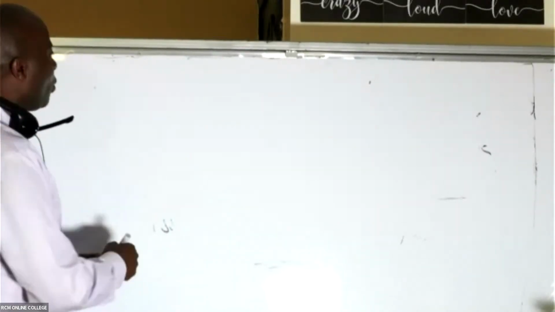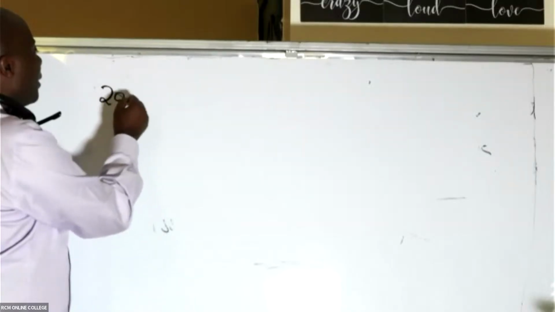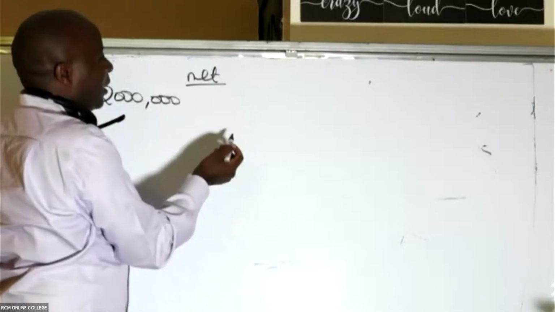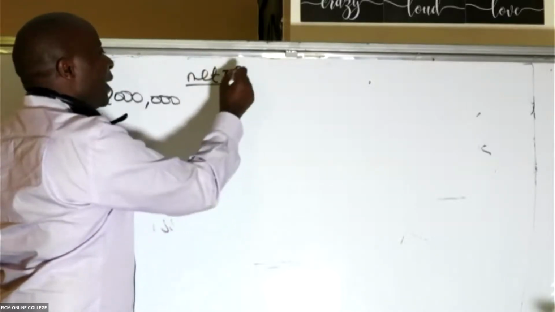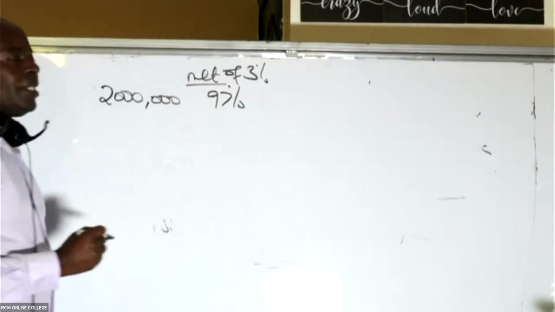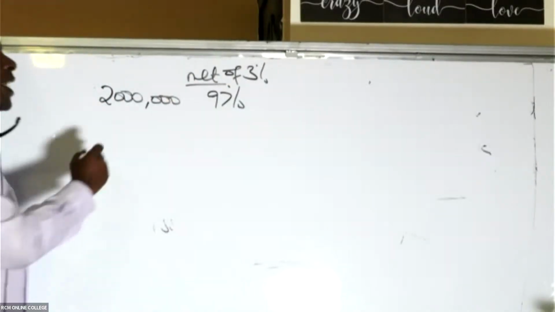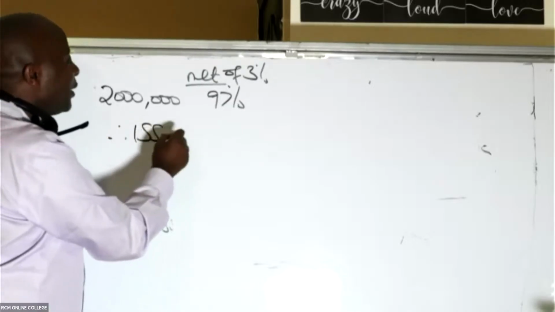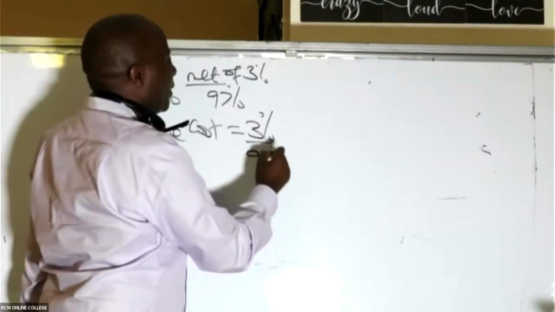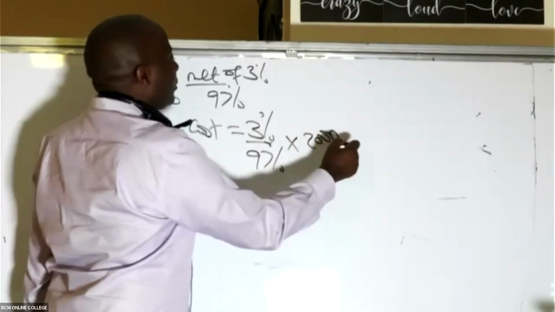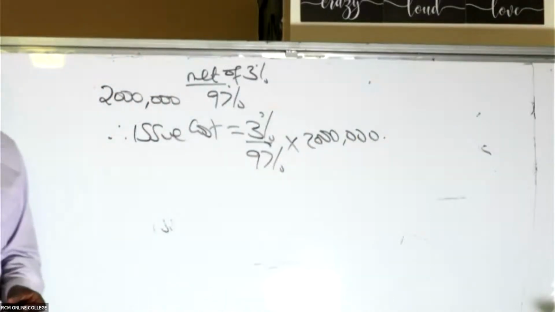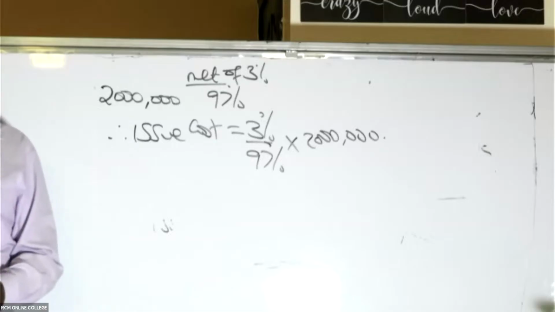Now, ladies and gentlemen, when they tell us that the 2 million is net, if it is net of 3%, it is at 97%. And therefore, the issue cost will be 3% over 97% times 2 million. That's how we get the issue cost.